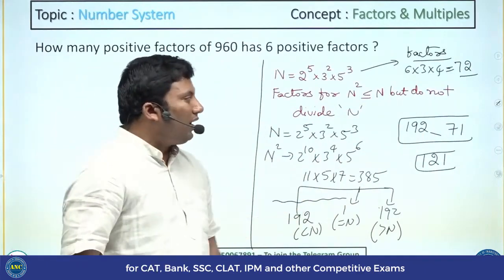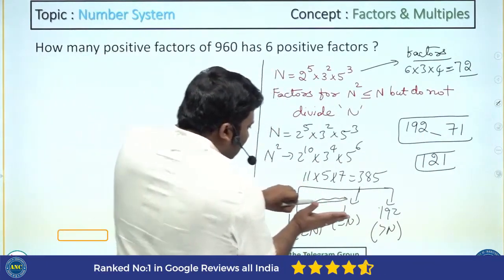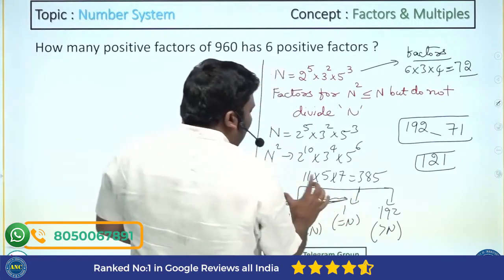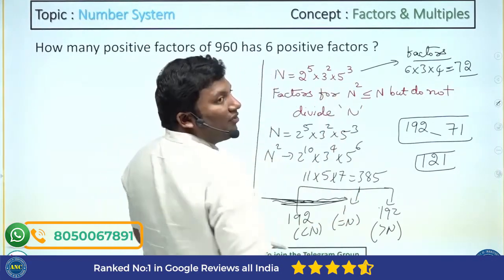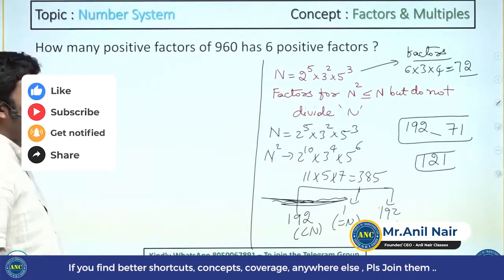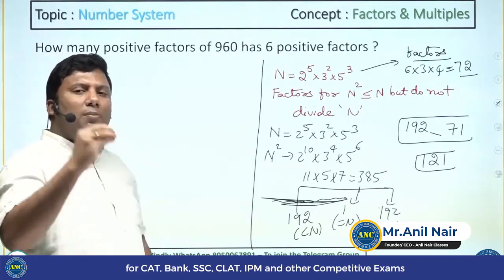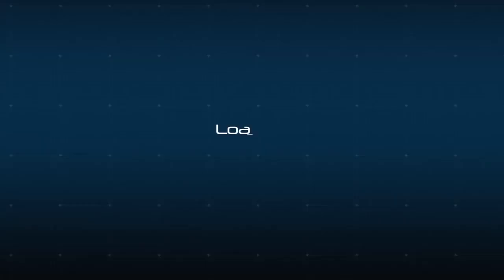Why are we doing 192 minus 71? We require the factors less than n. Totally from 1 to n, it is the number of factors. Less than n we require. Once you understand the concept, you can solve this problem very, very easily.